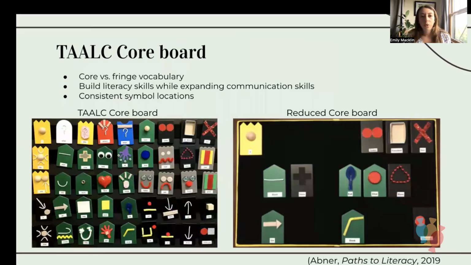So the TAALC Core board, I believe this is found on Paths to Literacy. I believe this is out of Kentucky. They've done a really nice job making a core board with tactile or tangible symbols. I really like how they've symbolized many different important functional contexts, and given the layout, the symbols stay in consistent locations. You can learn more about this on Paths to Literacy, and all of the blog posts and articles and research I'm mentioning will be linked at the end.